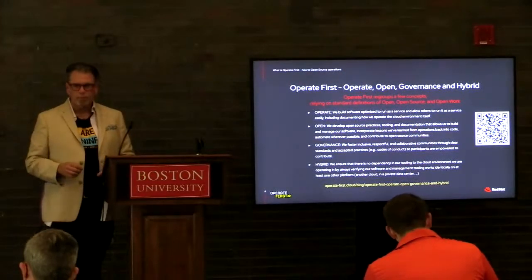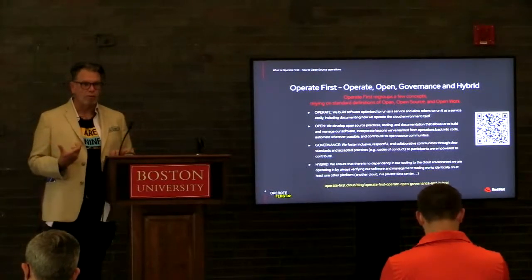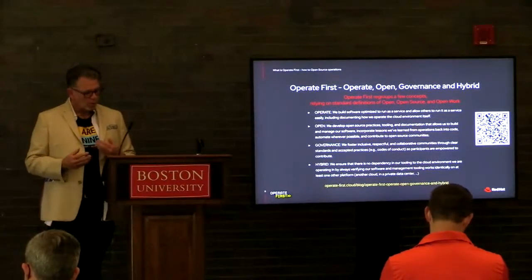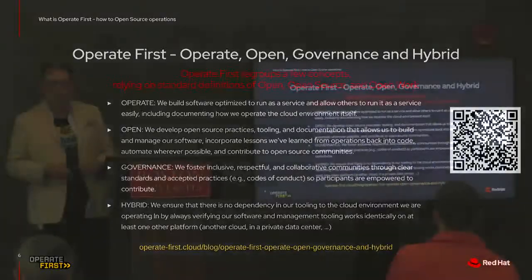Governance, and this is a key important part, is something that's always missing when there are closed cloud environments. So we're working on fostering an inclusive, respectful, and collaborative community through clear standards and accepted practices, for example, codes of conduct, so participants are empowered to contribute. And the last one is hybrid. This is just being another rubric measure, right? We ensure that there is no dependency on tooling to the cloud environment we are operating in by always verifying our software and management tooling works identically on at least one other platform, another cloud or a private data center and so forth. So these are aspirational.